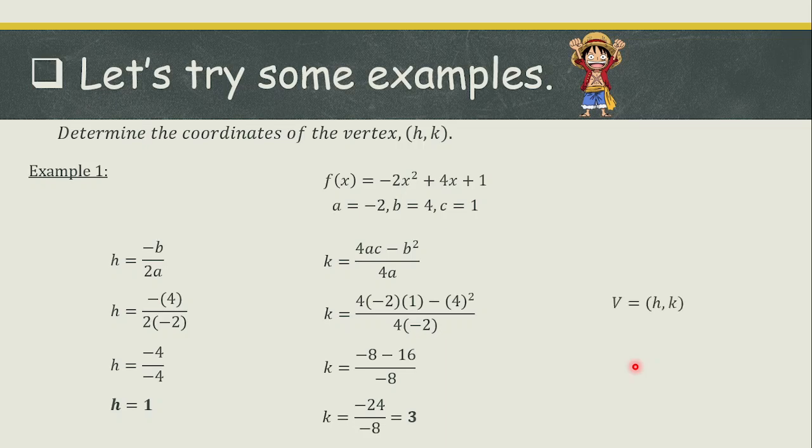So again, the vertex is of the form (h, k). So the vertex is equal to (1, 3). So the coordinate of the vertex of the quadratic function f of x equals negative 2x squared plus 4x plus 1 is (1, 3).